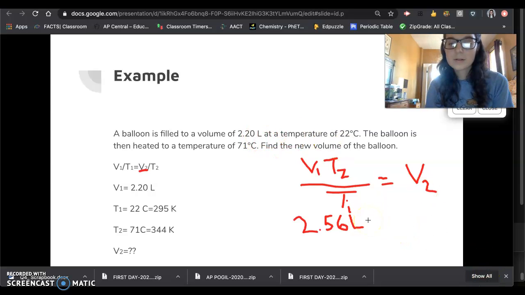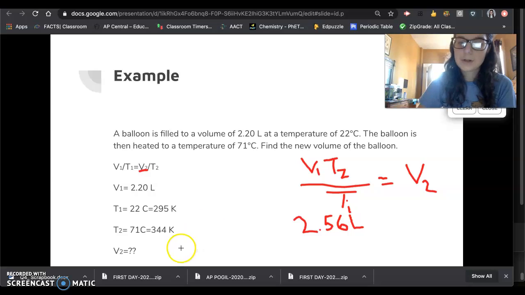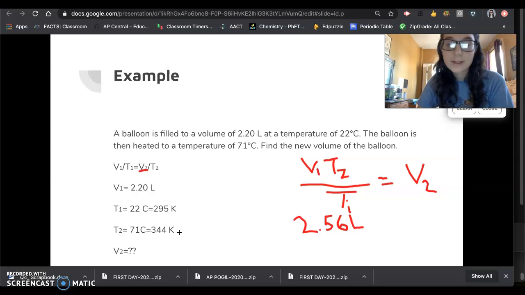Okay, for these problems, just always take a second and analyze your answer. Does it make sense? So here we increase temperature from 295 to 344. Since temperature and volume have a direct relationship, my volume should also increase. Did that happen? Looking, 2.2 is smaller than 2.56, so yes, my volume did increase. That answer makes sense, and I feel more confident moving forward that that would be the correct answer. So it's always beneficial to take a second and just analyze your answer with these, just to make sure it actually makes sense.